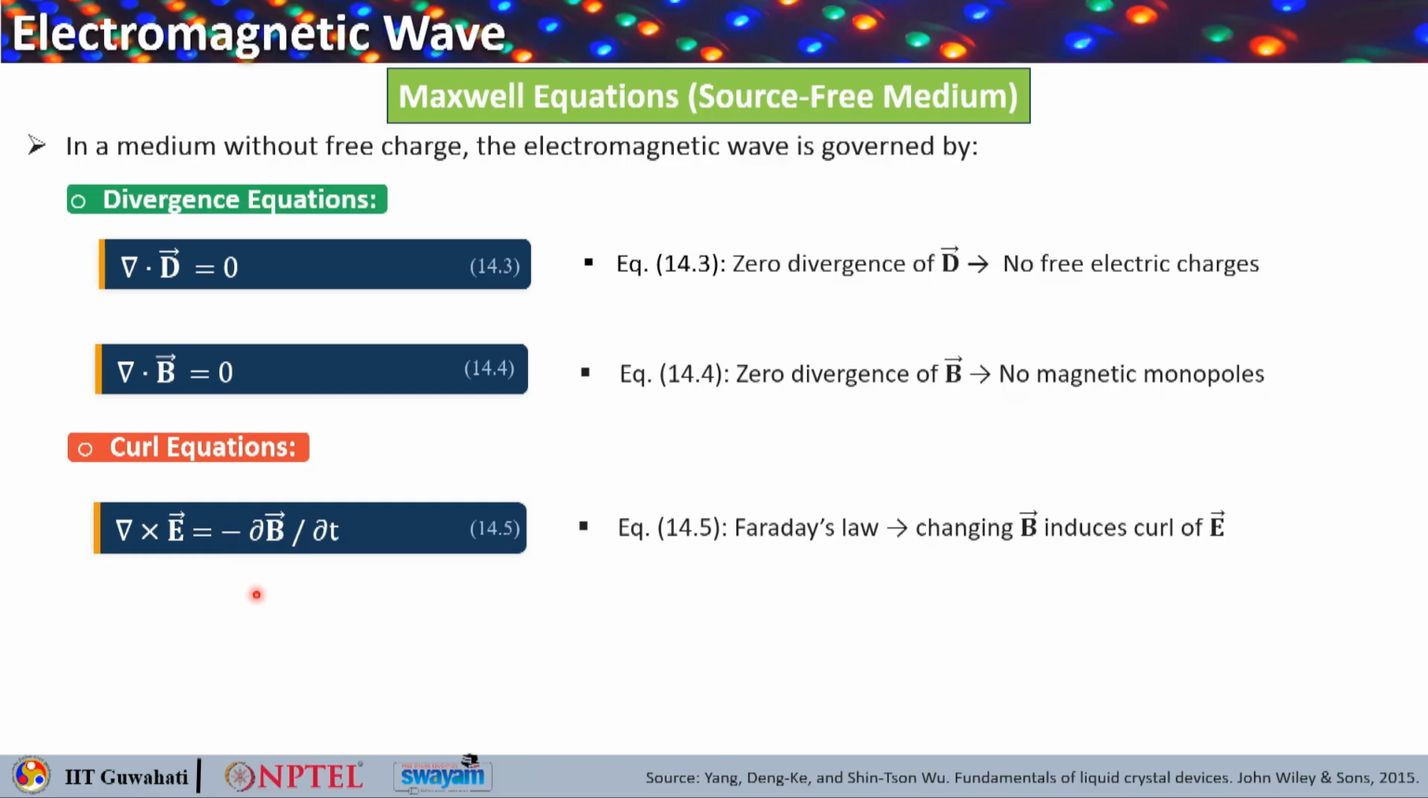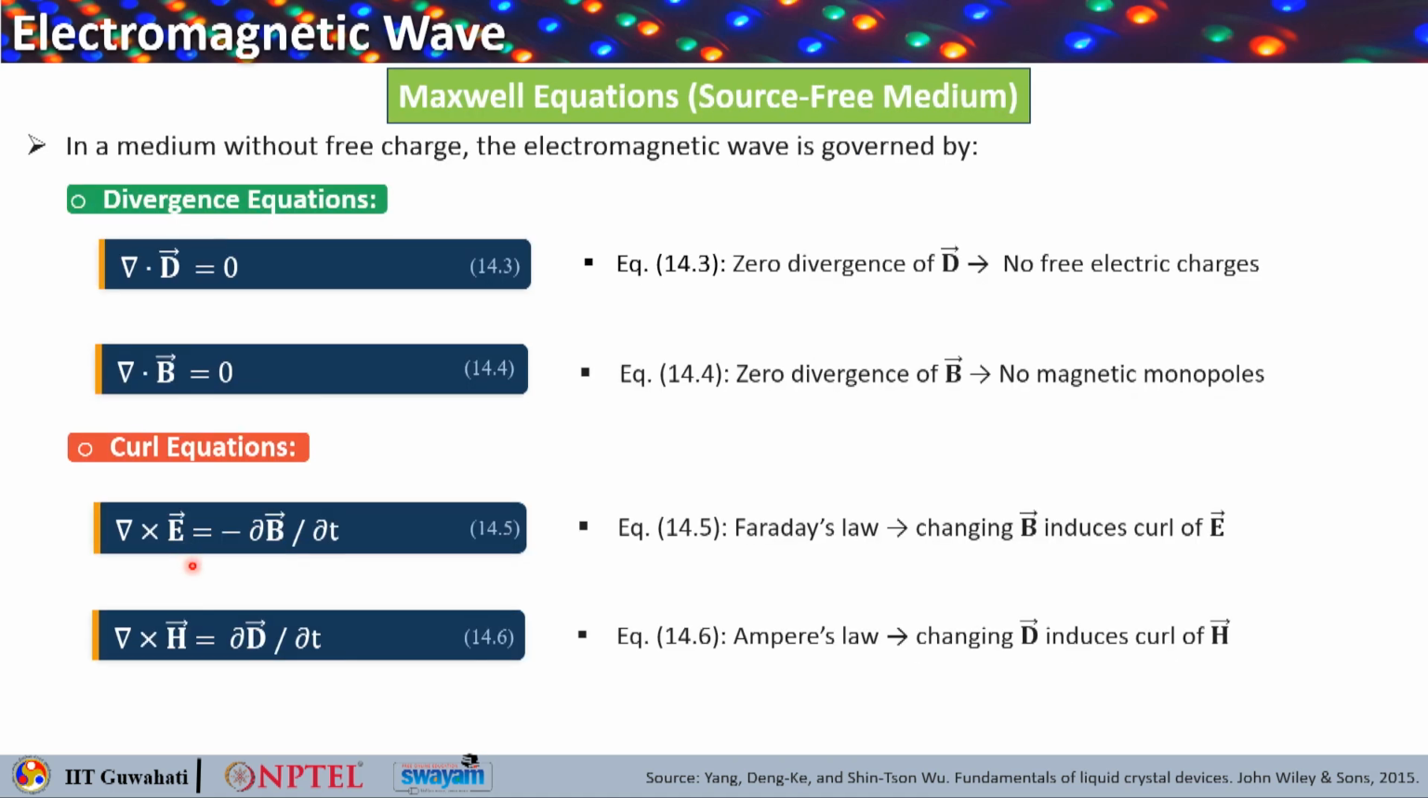Here you can see that a changing B, or magnetic induction, induces curl of E. Curl of E means rotation in the electric field vector. The second curl equation is curl of H, which is dD by dt. This is known as Ampere's law. Here you can see that the changing electric displacement with time induces curl in the magnetic field.